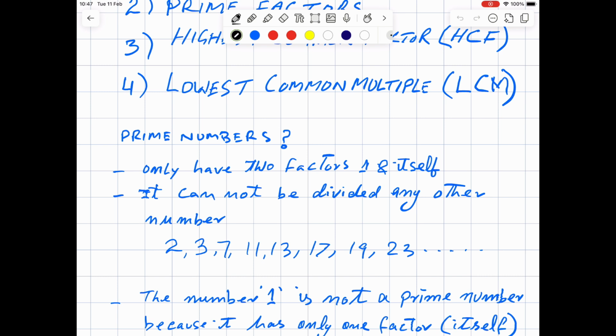We're looking at prime numbers, then prime factors, then the highest common factor, and the lowest common multiple.